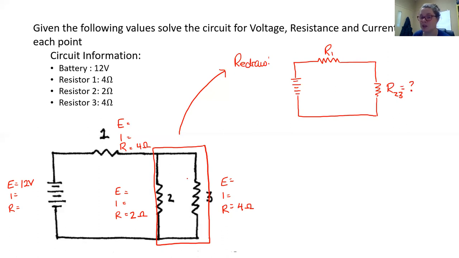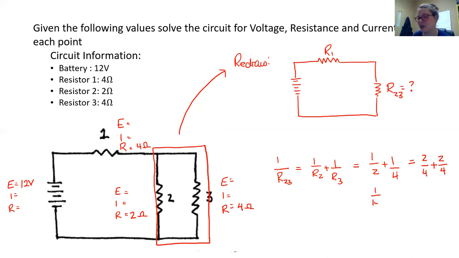Well, this is parallel, so to find the resistance of 2, 3, we'll find the equivalent resistance. We need to use our parallel circuit math. So 1 over R23 is equal to 1 over R2 plus 1 over R3, which is equal to 1 over 2 plus 1 over 4. I'm going to let you come up with the equivalent fraction. So we'll have 1 over 2 becomes 2 over 4 plus 2 over 4.